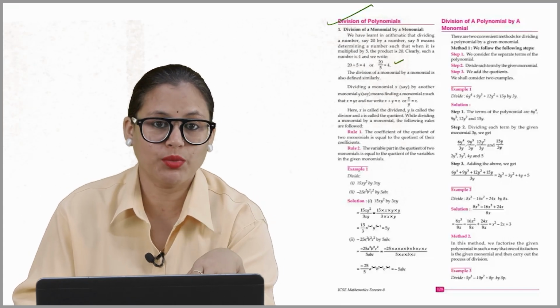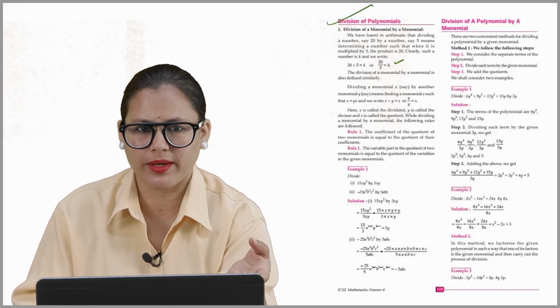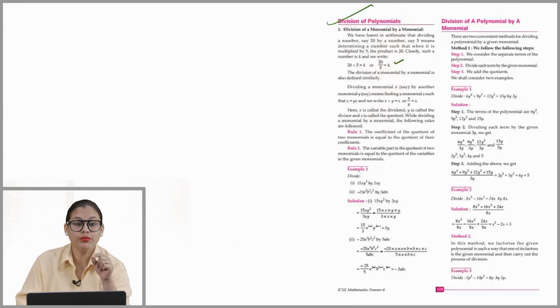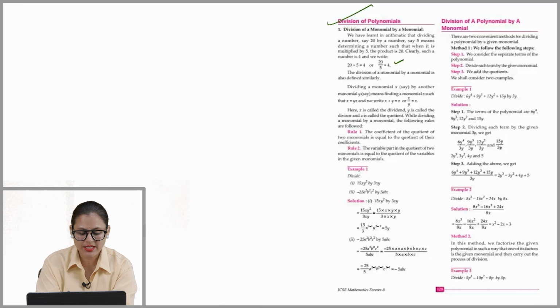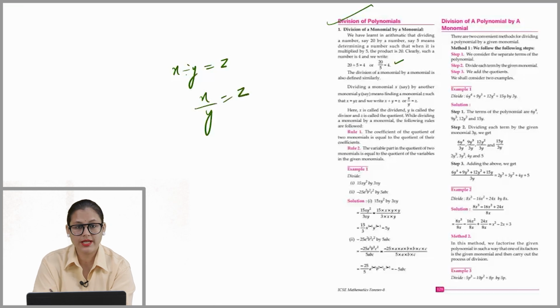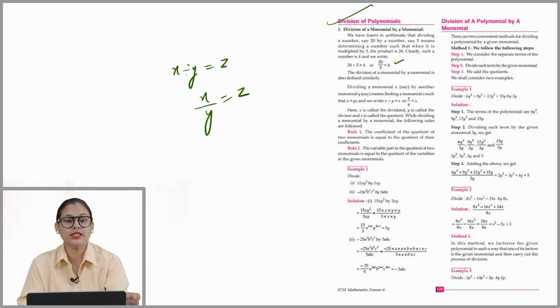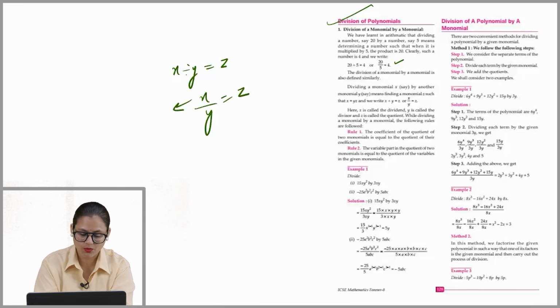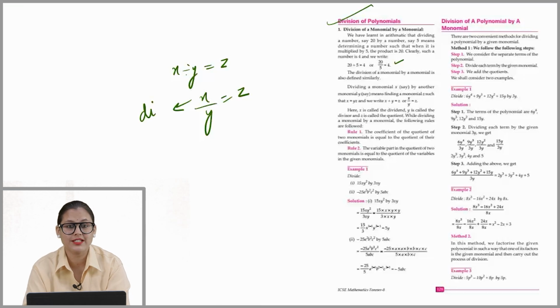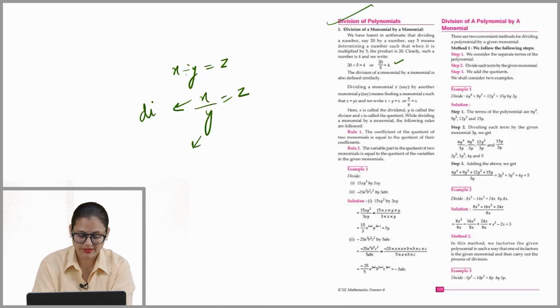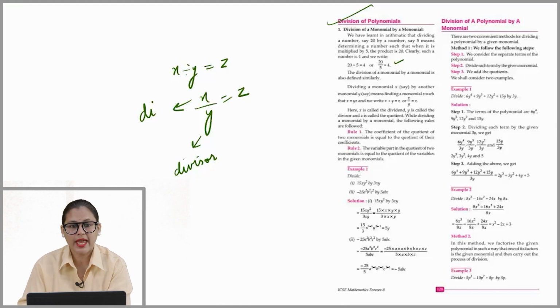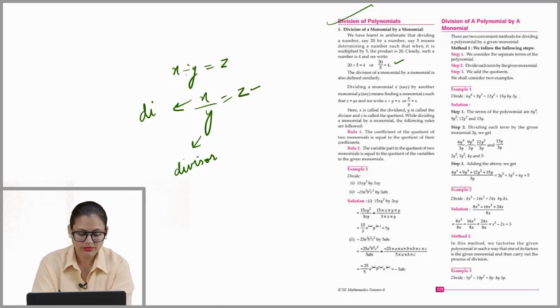Dividing a monomial x, say, by another monomial y, say, means finding a monomial z such that x is equal to yz, and we write x divided by y is equal to z. Here x is called the dividend, y is called the divisor, the number which divides the dividend, and z is called the quotient.